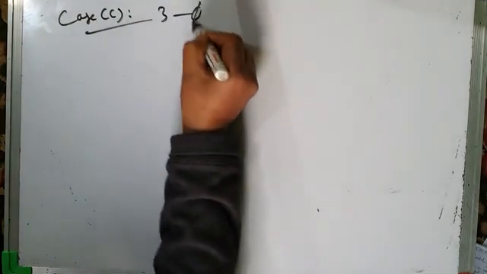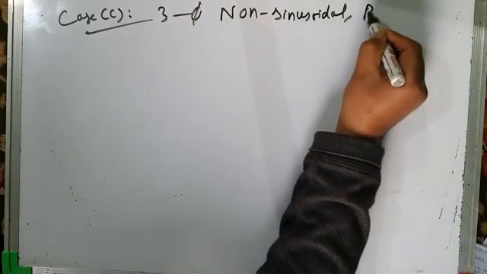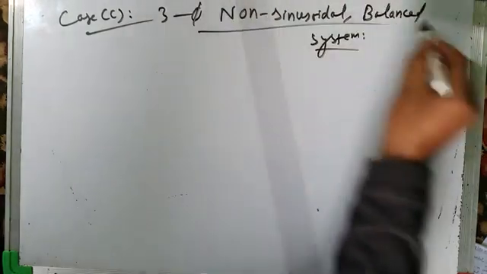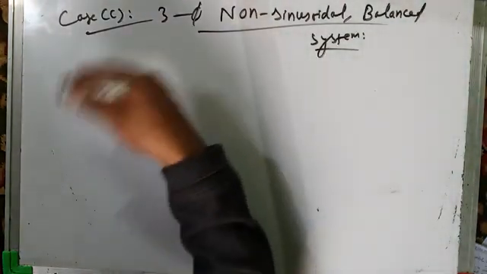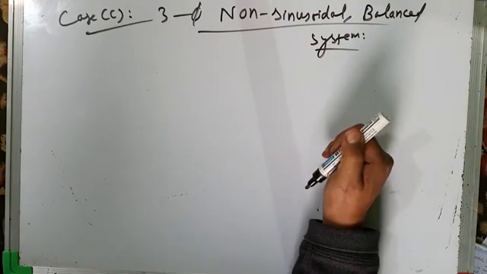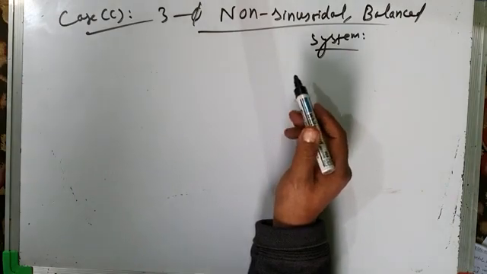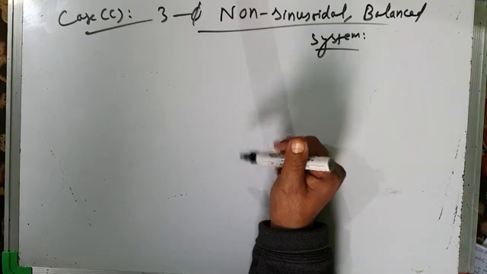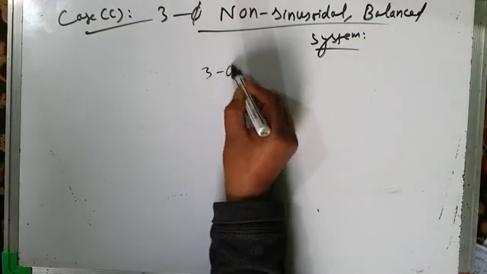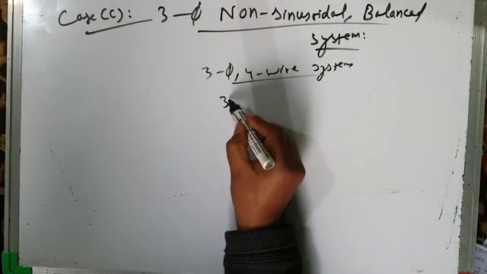Case C was a three-phase non-sinusoidal balanced system. The system was balanced, but it was non-sinusoidal. There was distortion in voltages as well as currents. There was distortion in the voltages, and distortion in currents was because of distortion in voltages and also because of non-linear load. And we got a different set of equations for instantaneous power and both active and reactive powers. We considered a three-phase, three-wire system, then a three-phase, four-wire system. In the case of the three-phase, four-wire system, we have seen that the neutral carries current because of third and triplen harmonics.